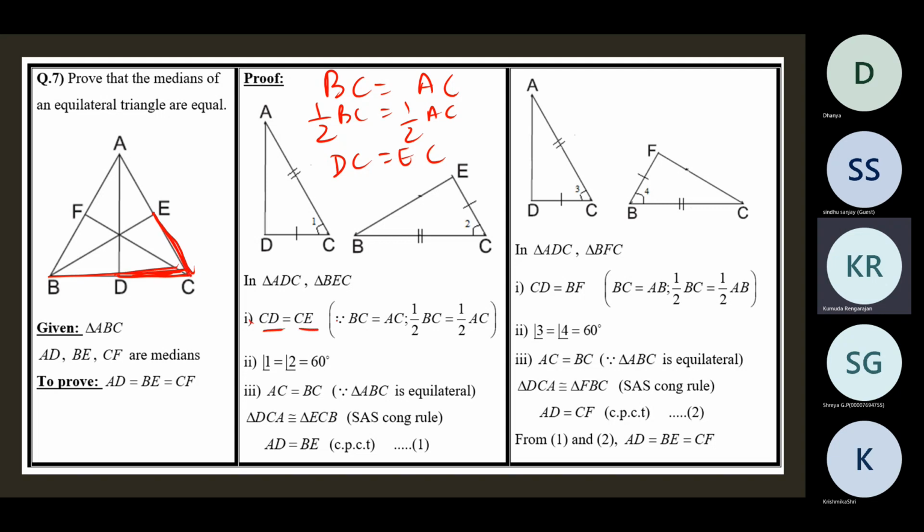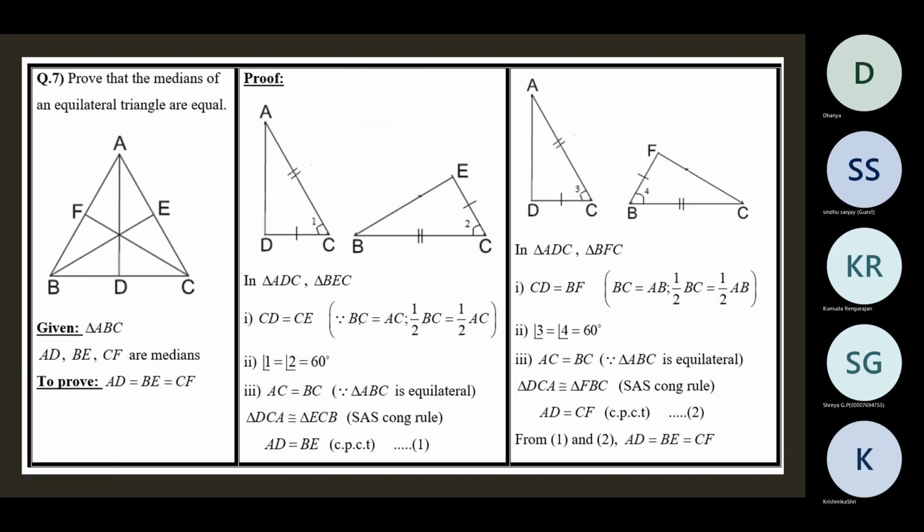CD is equal to EC because the two sides are equal, so their halves are also equal. BC is equal to AC, an equilateral triangle. So half of BC will be equal to half of AC. If two things are equal, their halves are also equal.